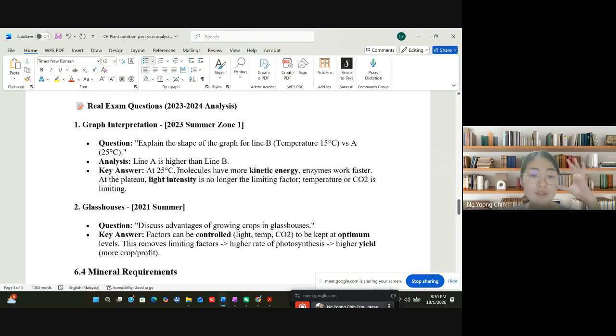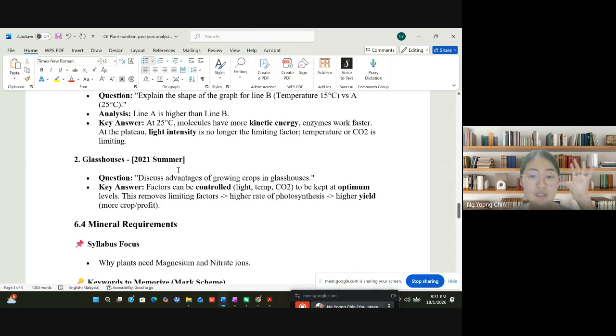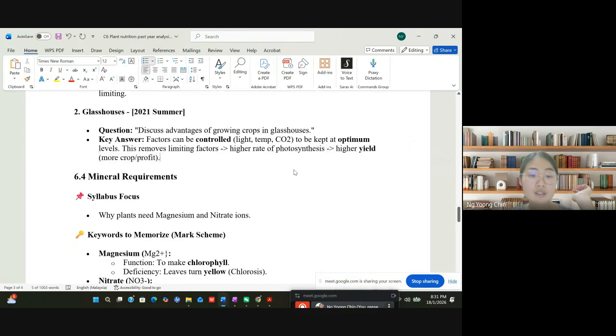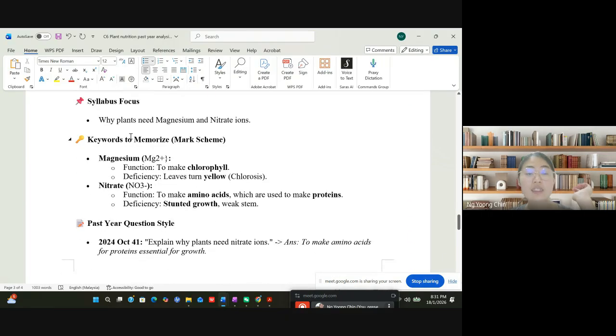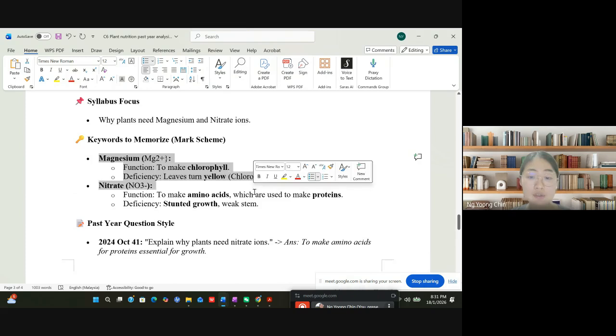And then interpret the graph, which is the same thing as now. And then the glasshouse. Discuss the advantage of growing crops in the glasshouse. So what is the advantage? You can control the factors, which are light, temperature, and carbon dioxide, at very optimal conditions. So you can have a higher rate of photosynthesis and a higher yield of production. And then the functions of magnesium and nitrates.